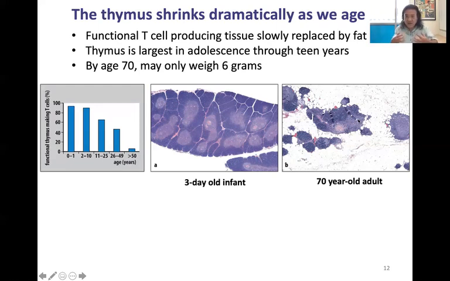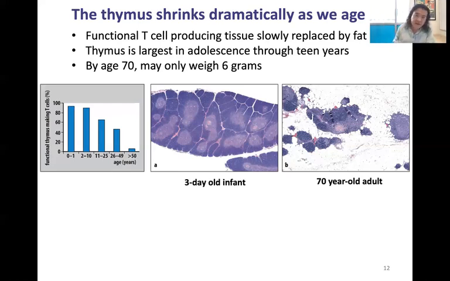Our thymus is largest during our preteen through teenage years, because again, that's when Mother Nature intended us to really work on getting our strongest immune system up and running as part of our fitness, to get ready for being selected as a potential reproductive mate.